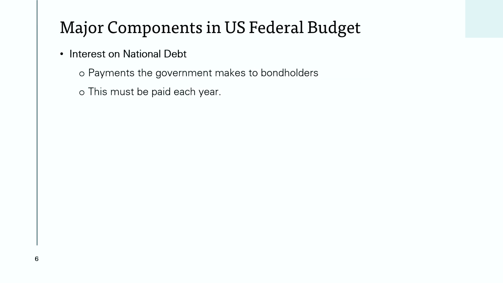The third component is interest on the national debt. This represents the payments the government must make to bondholders who have lent money to the US. This is an obligation that must be paid each year and cannot be skipped.